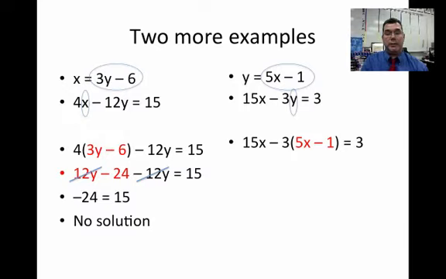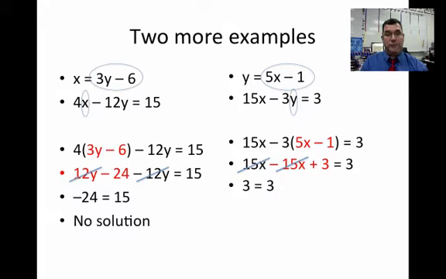I distribute the negative 3 to the 5x and to the negative 1, and that gives me 15x minus 15x plus 3 equals 3. Again, I've got 15x minus 15x, and if I simplify those, I get nothing, and so I get 3 equals 3. This is a similar but different situation than I had before in that I don't have any x's or y's anymore, I just have a number equals a number. But the difference now is the numbers are in fact equal. So when is 3 equal to 3? All the time. That tells me that I have an infinite number of solutions.